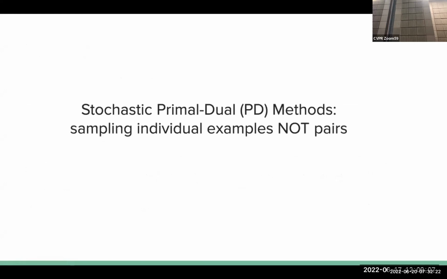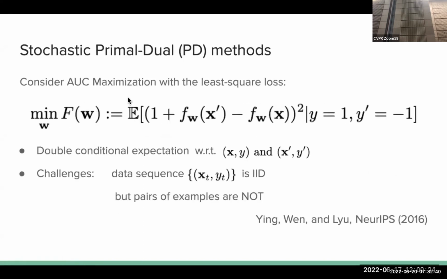Now let me move to the second category, stochastic AUC maximization. For this type of method, we only need to sample individual examples. To describe the method, I'm going to start with AUC maximization with the least square loss. Here f_w is the scoring function, and this is the objective function.